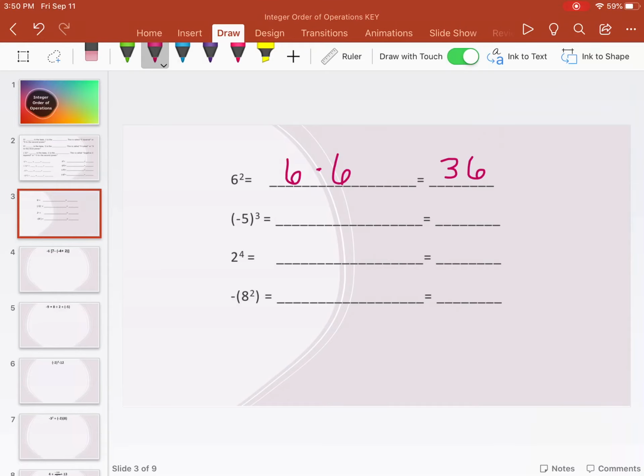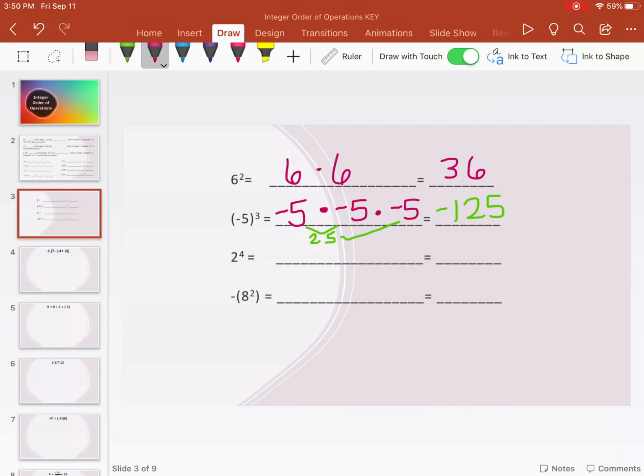Negative 5 to the third power, because the exponent is kissing the parentheses. So this is a negative 5 times negative 5 times negative 5. And negative 5 times negative 5 is positive 25. 25 times negative 5, if you need to do it off to the side, you can, but that gives me 125. It was a positive times a negative, so negative 125.